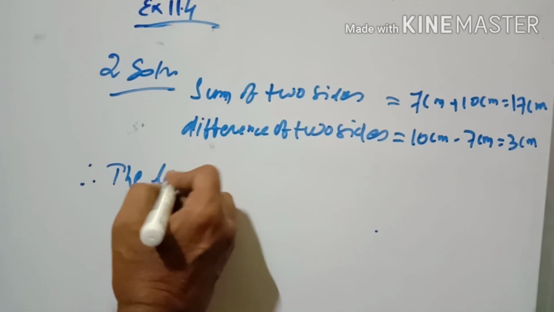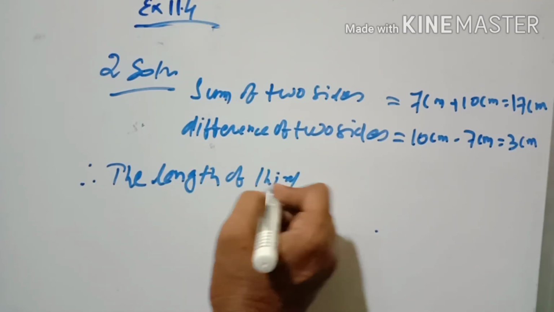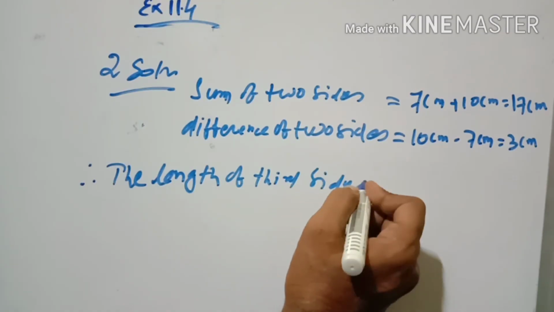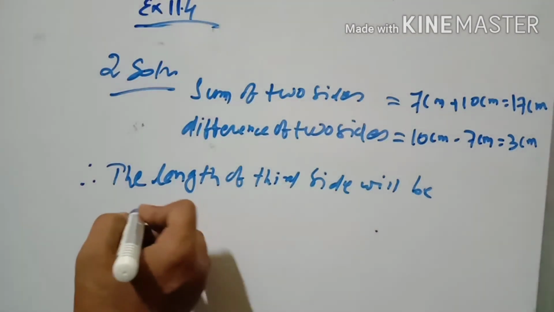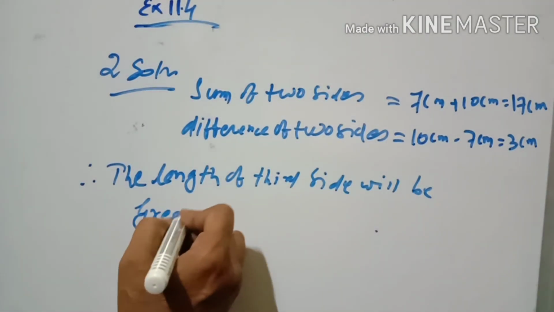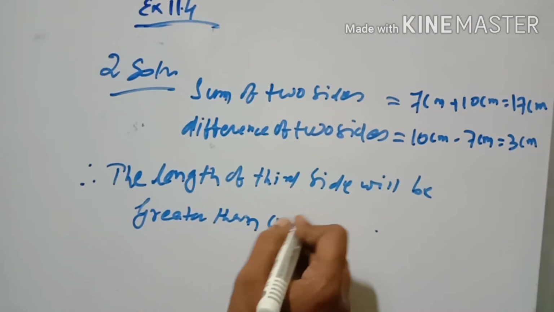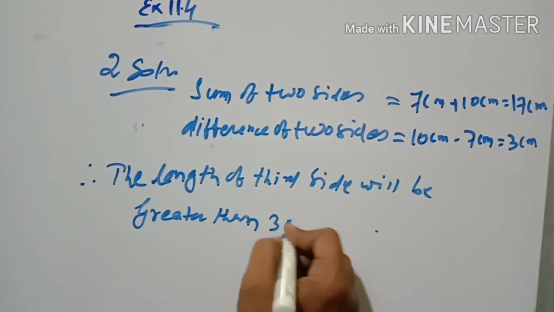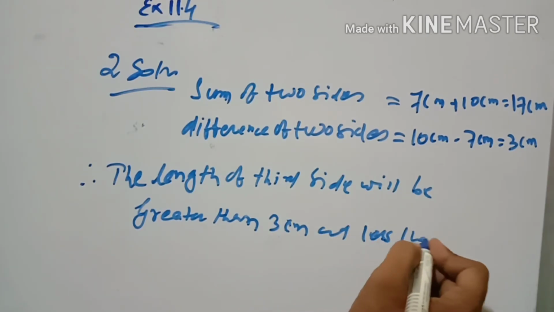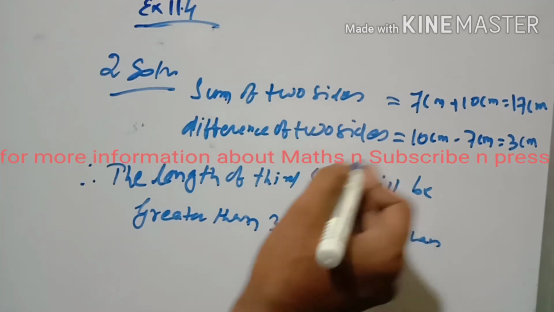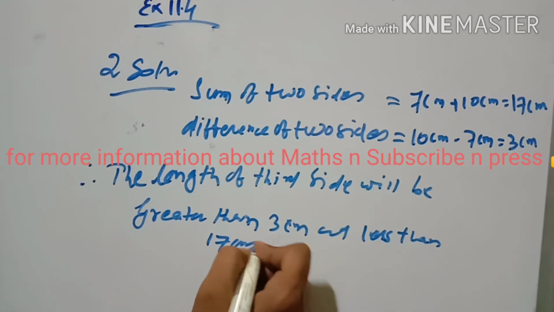Therefore the length of the third side will be greater than 3 centimeter and less than 17 centimeter. Write down please.